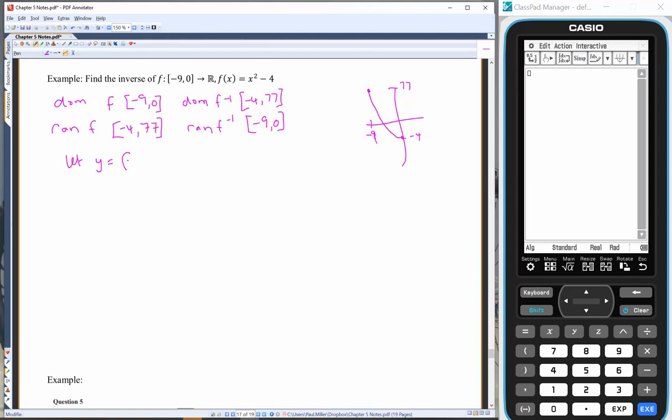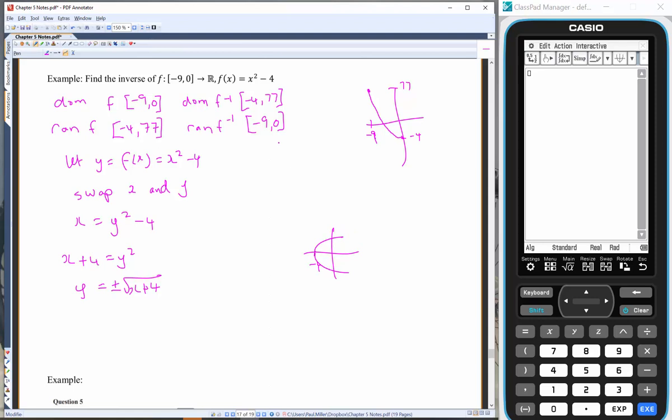Let y equal f of x equals x squared take 4. Swap x and y for the inverse: x equals y squared take 4, x plus 4 equals y squared, y equals plus or minus root (x plus 4). So what's that? That's the root function, moved -4 over, and that's what we've got. That's not a function, so what we need to do is restrict the domain. We need to choose either the top half or the bottom half.